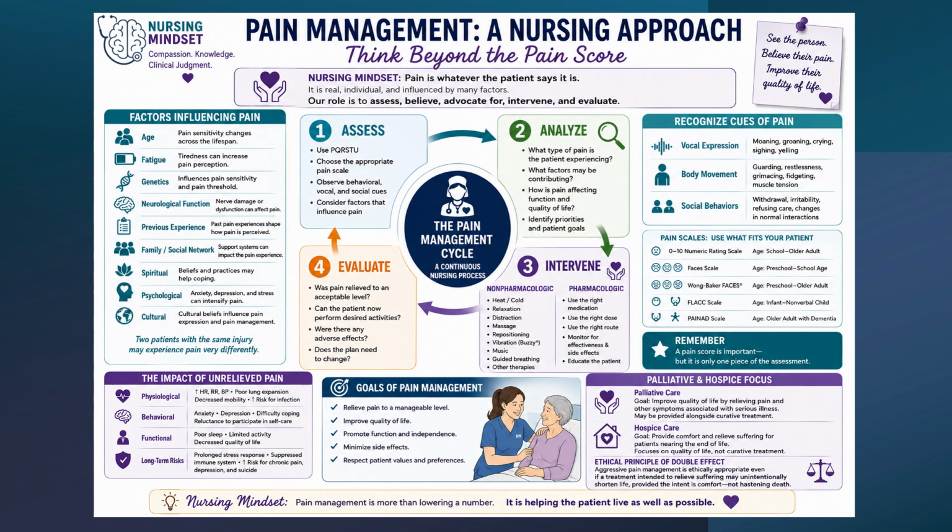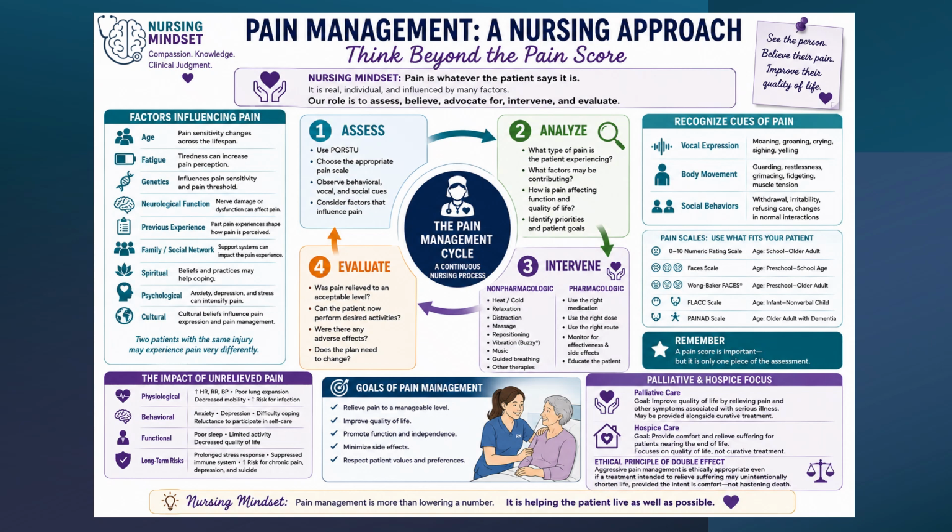A complete pain assessment also includes choosing the appropriate pain scale. An alert adult may use the numeric rating scale, while children, infants, or patients with cognitive impairment require different assessment tools, such as the FACES scale, FLACC, or PAINAD. Remember, the pain score is simply one assessment finding. It should never be the only information guiding your nursing decisions.